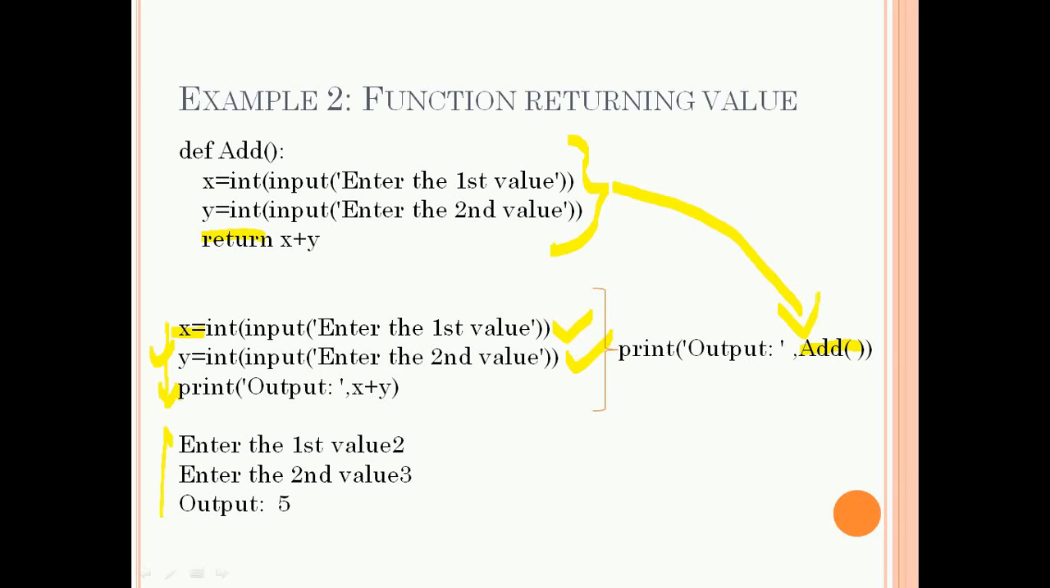So if the value of x is 2 and y is 3, then after adding, the add function will return 5, and it is returning 5 here, and we are printing this value 5 using the function print. So the output will be "Output: 5". Now I think it is clear to you. If you have any doubt, please let me know.